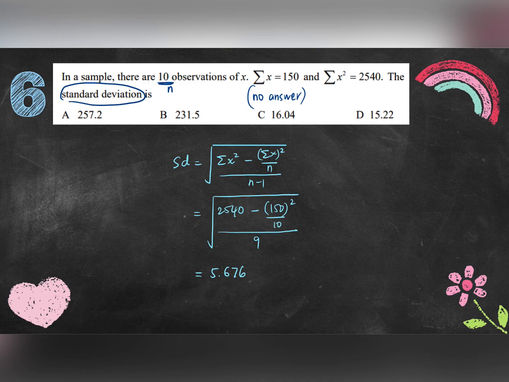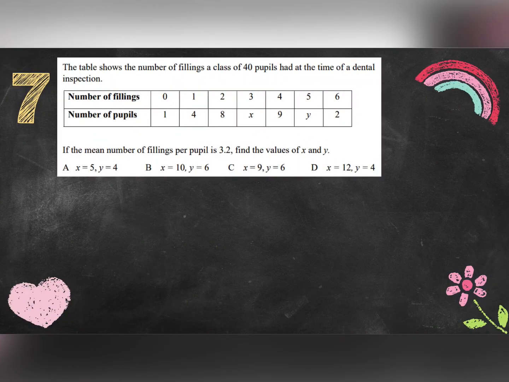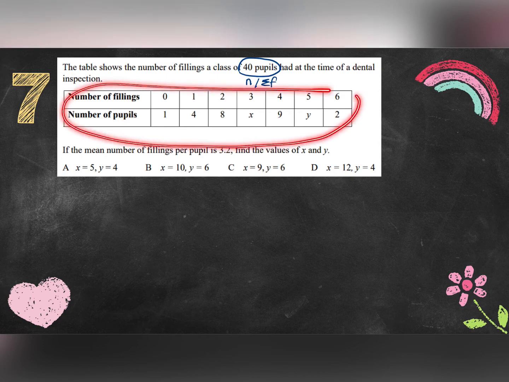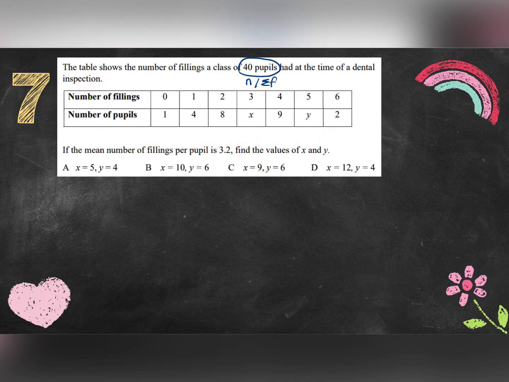Okay, so next kita go through question number 7. The table shows the number of fillings a class of 40 pupils. 40 pupils, automatic this is our N, ataupun summation of F. This one, soalan ini walaupun dalam bentuk table, it is actually an ungrouped data. Sebab apa dia ungrouped data? Sebab dia tak ada intervals. So, number of fillings will be our X, number of pupils will be our F.